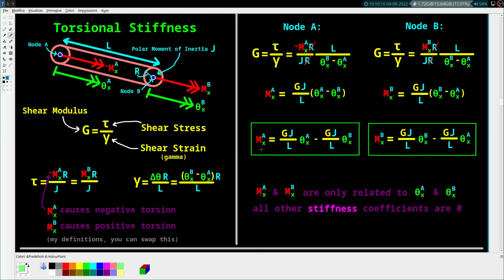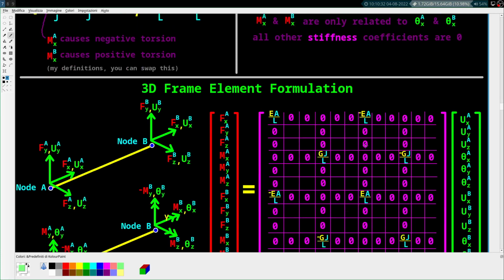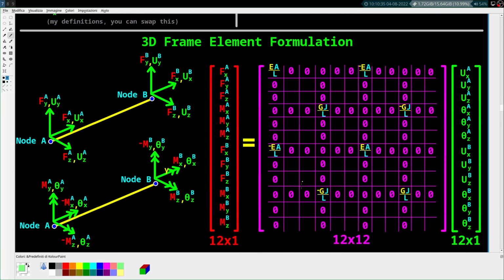of relationship here. This just shows that the moments, mx at A and at B, are only related to these two rotations. By what way? By these proportionalities here, and all other stiffness coefficients are 0. So just like before, we can fill out the 4th and the 10th rows and columns and explain how these moments, this moment and this moment, relate to all the degrees of freedom. However, pretty much all those are zeros except for this one and this one, right?